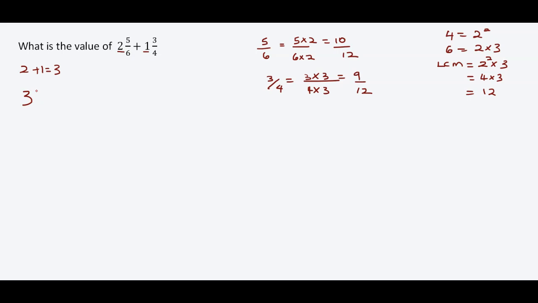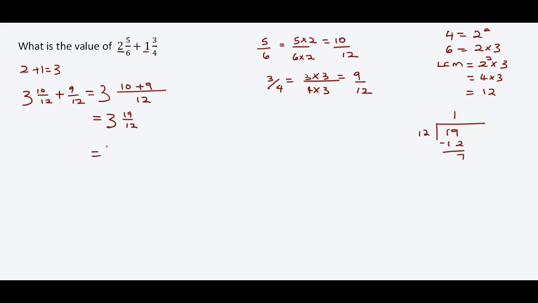We have 3, 10/12 plus 9/12. Now we have 10 plus 9 over 12, which is going to give us 19/12. Now we're going to convert 19/12 to a mixed number. So we have 12 and 19 one time. We subtract 12 and we're left with 7.